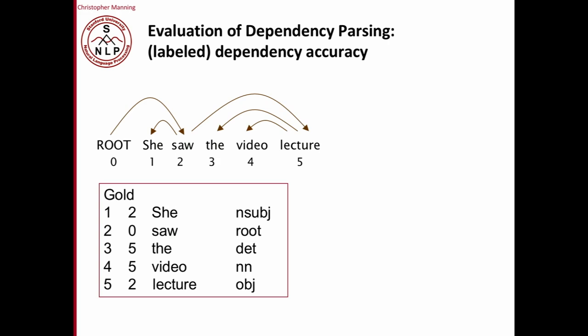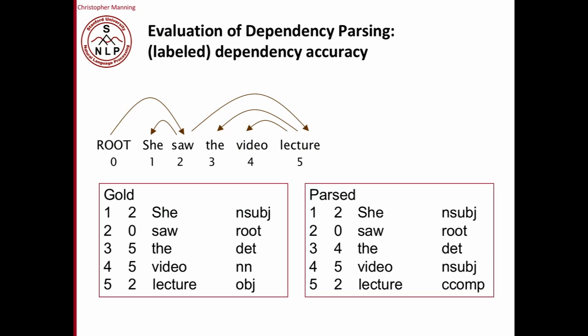So there are the gold arcs. There's a gold arc from 2 to 1, she saw subject, and there's a gold arc from 0 to 2, the root of the sentence. These are the gold arcs.